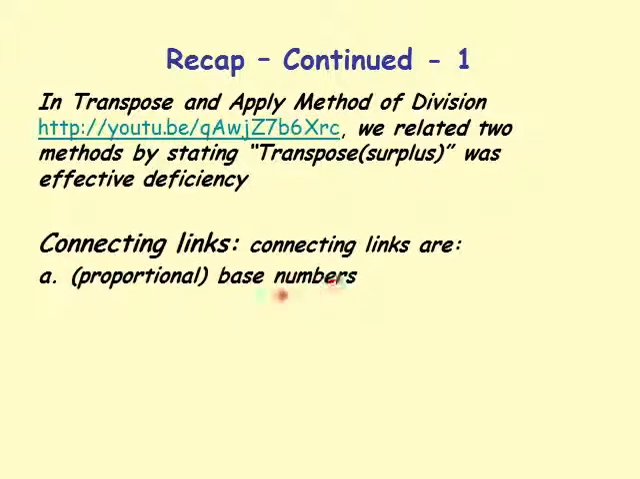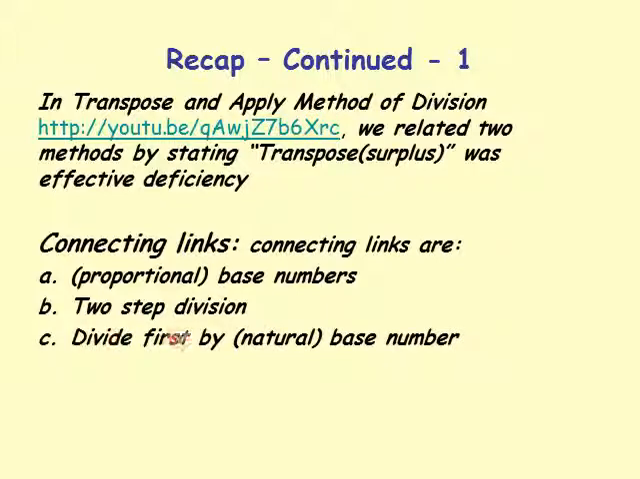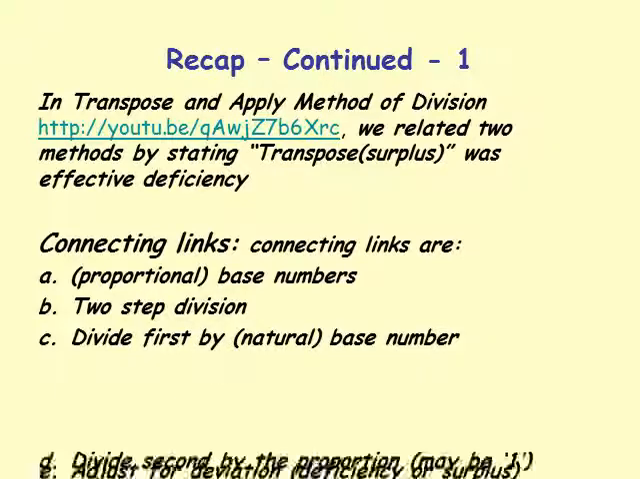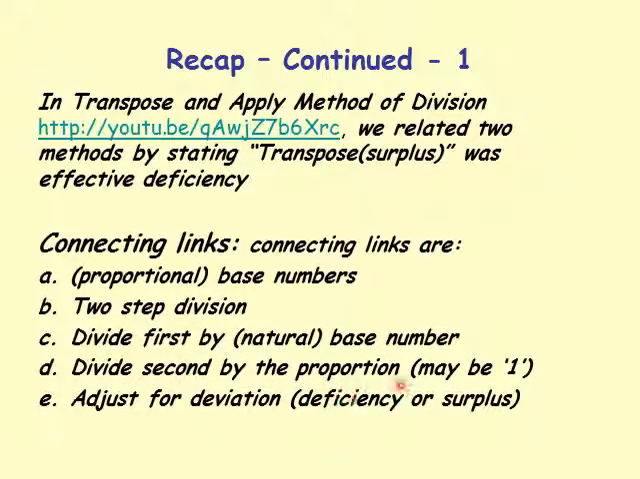The connecting links are, one, base numbers, proportional base numbers, where proportionality can be 1 or higher. And two, two-step division. Two-step division is: first division is by the natural base number, and second division is by the proportionality, which may be 1, and adjust for deviation. Deviation is a common term I'm using for both surplus and deficiency.